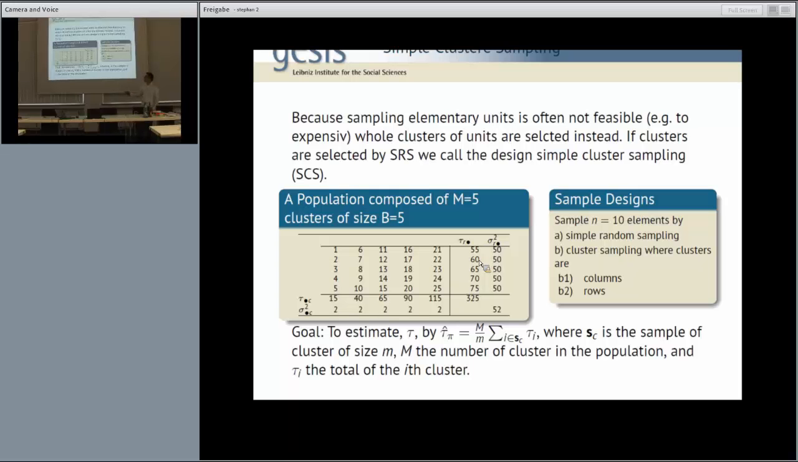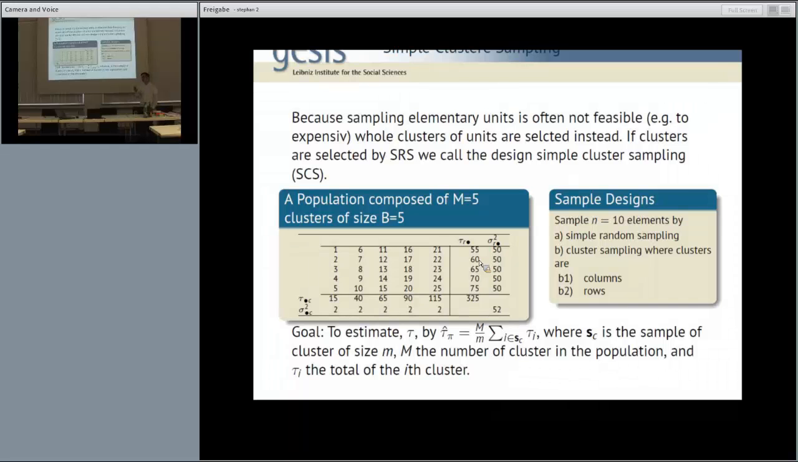Okay, so this is an example population. The values, I just took the index numbers there. So we have 25 units in this population. There you see the totals of the rows and the totals of the columns. And I compiled two scenarios. One is we take the rows as clusters, and one we take the columns as clusters. And I compare that with sampling from those 25 units by simple random sampling.